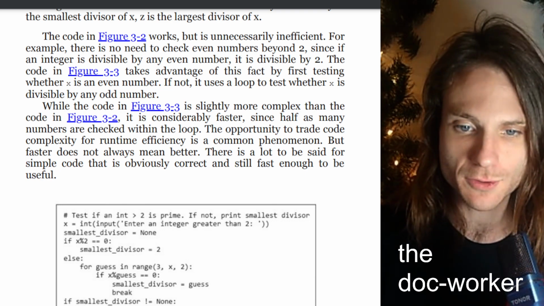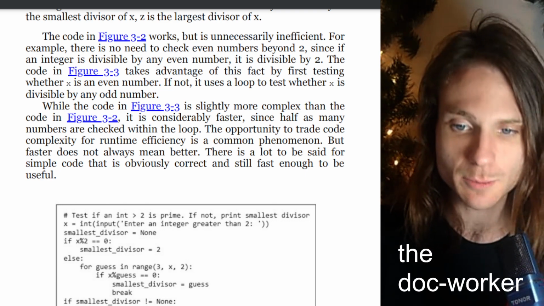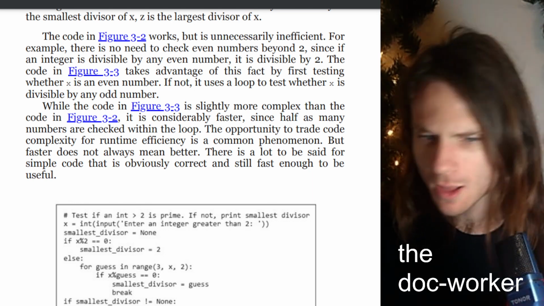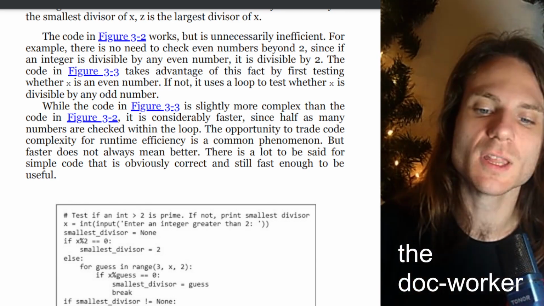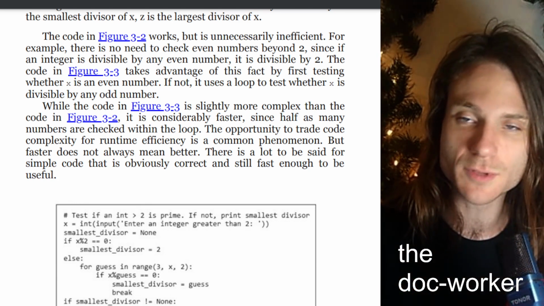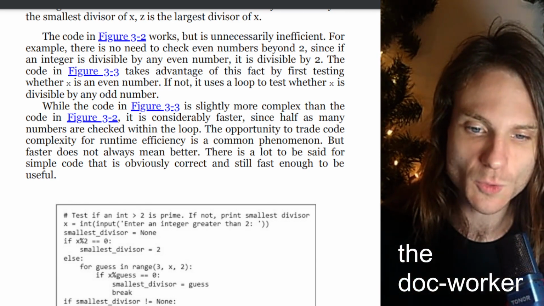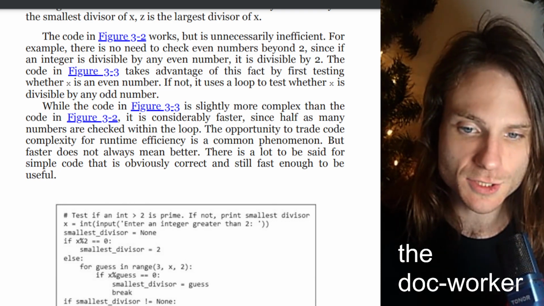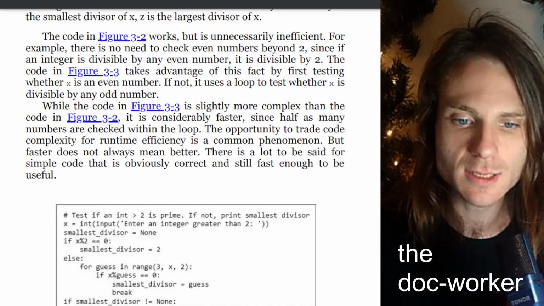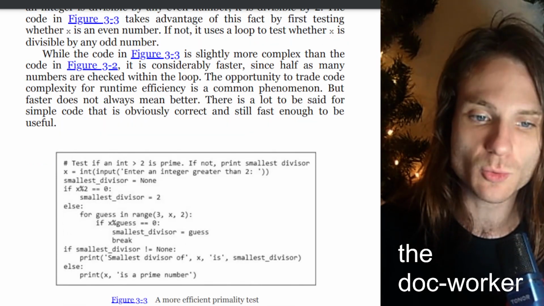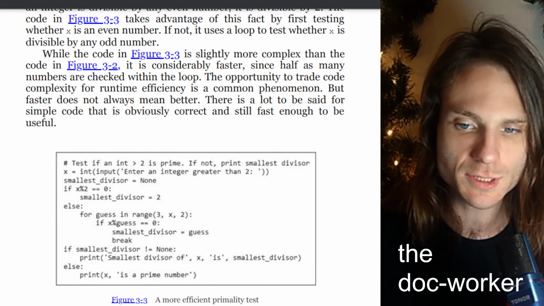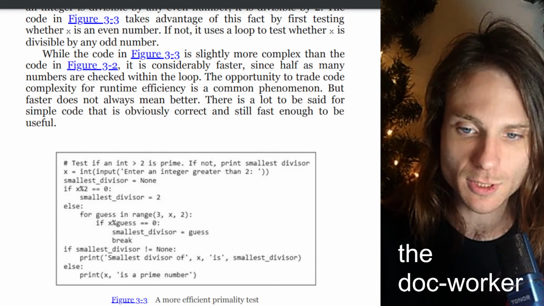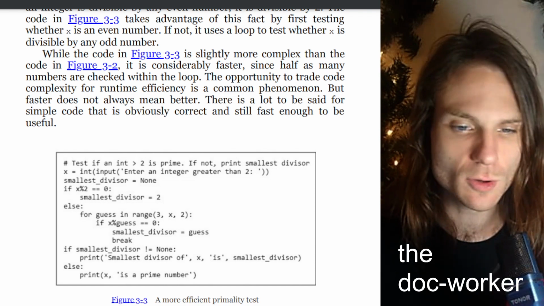The code in figure 3-3 takes advantage of this fact by first testing whether x is an even number. If not, then it uses a loop to test whether x is divisible by any odd number. While the code in figure 3-3 is slightly more complex than the code in figure 3-2, it is considerably faster, since half as many numbers are checked within the loop. The opportunity to trade code complexity for runtime efficiency is a common phenomenon. But faster does not always mean better.